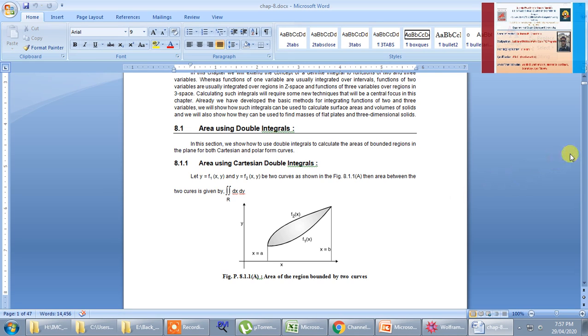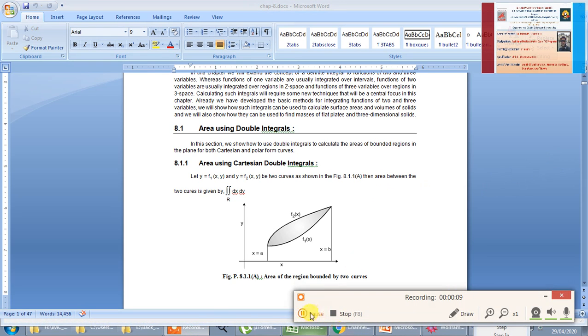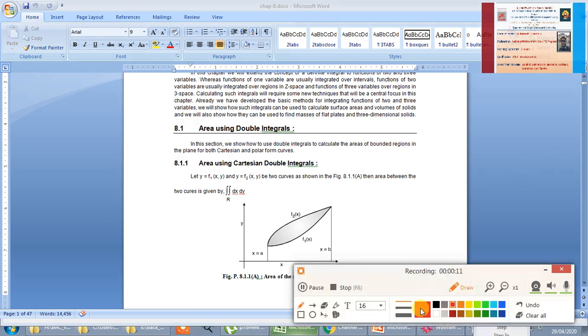Now we are going to see the applications of double integration for finding the area of any shape. Suppose you have an area of arbitrary shape, like this. Suppose the area is A. How do we find the area of this region A?